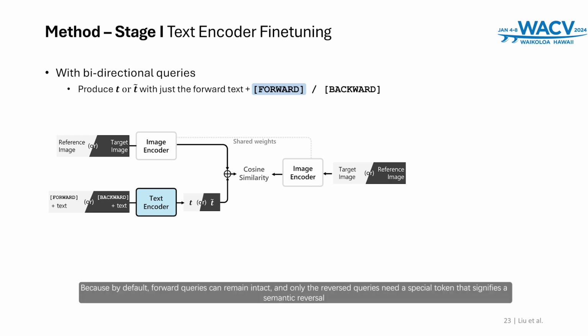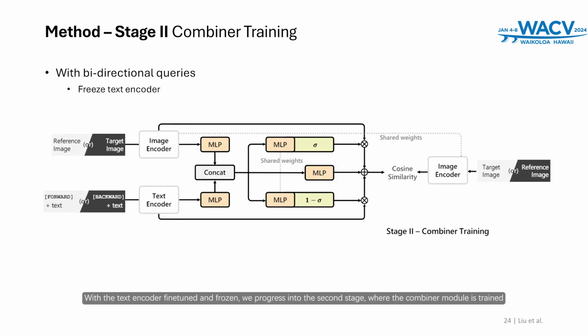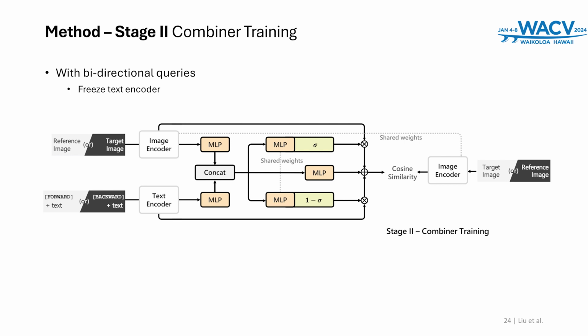Because by default, forward queries can remain intact and only the reverse queries need a special token that signifies a semantic reversal. However, we found that this harms the performance, potentially because it creates an unbalanced learning situation for the text encoder. With the text encoder fine-tuned and frozen, we progress into the second stage where the combiner module is trained. As we show here, the model is a 3-branch multimodal fusion design.